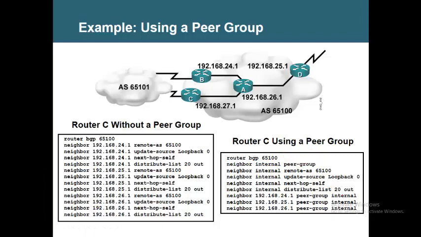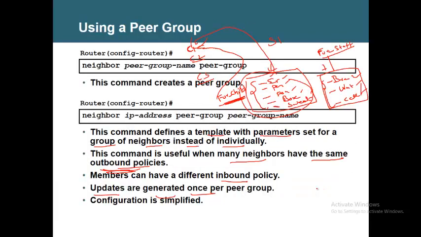And then you go and call the name here with the neighbor. Just in single process, all this gets processed for the neighbor. Single process. That's what this command, second last line, says. You see, updates are generated once per peer group. Just once. Not separate. Single process. That's what I mean. Single process.